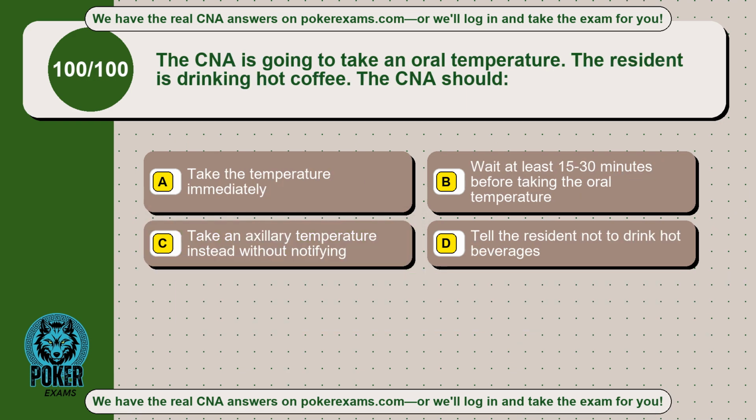Question 100. The CNA is going to take an oral temperature. The resident is drinking hot coffee. The CNA should: Option A, take the temperature immediately. Option B, wait at least 15 to 30 minutes before taking the oral temperature. Option C, take an axillary temperature instead without notifying. Option D, tell the resident not to drink hot beverages.